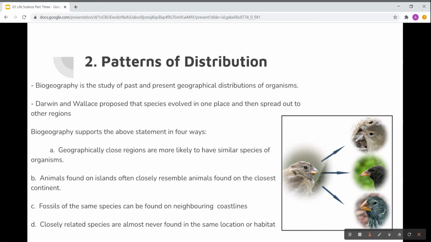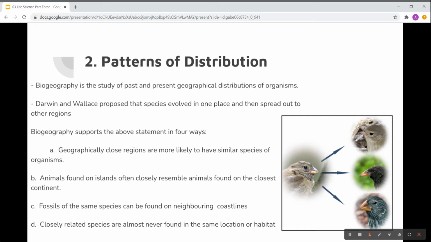So then, patterns of distribution. Biogeography is the study of the past and present geographical distributions of organisms. So this is Darwin and Wallace, that species evolved in one place and then spread out to other regions. There's 4 ways this is supported.